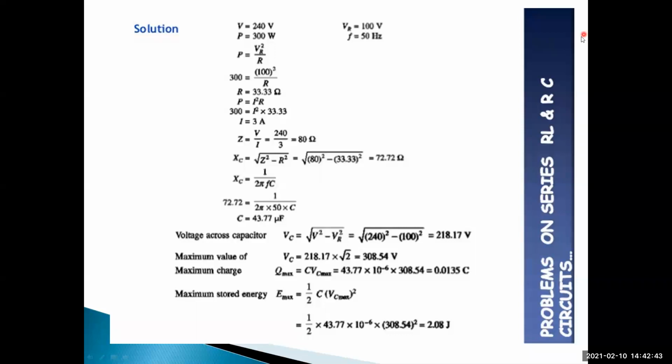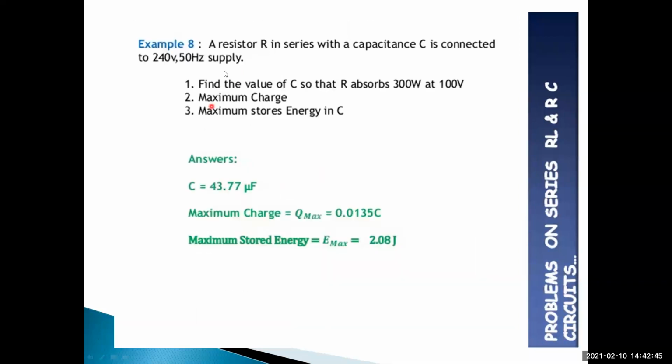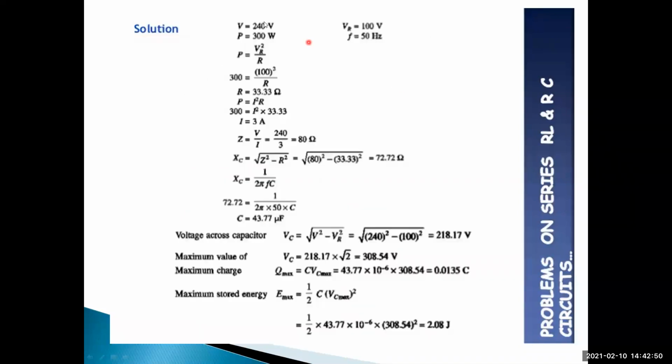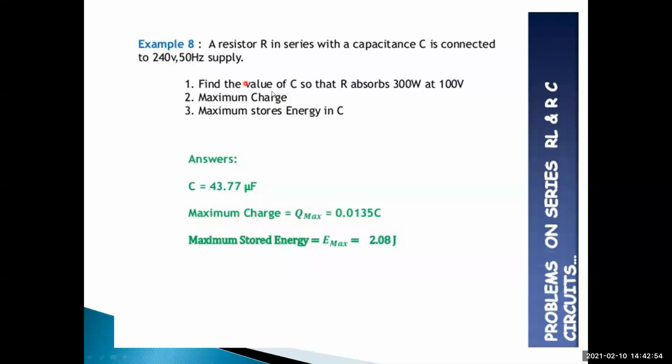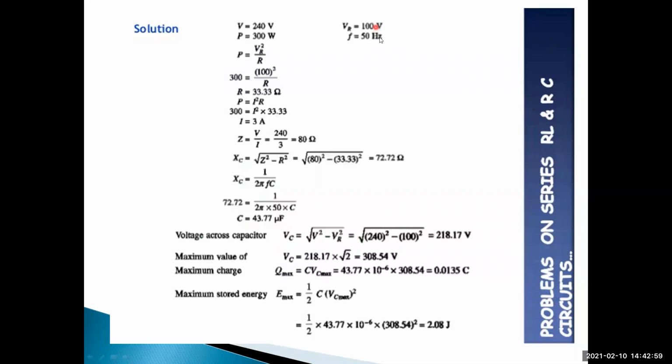So here the power absorbed is 300 watts. The supply voltage V is 240, and the voltage across the resistor is 100 volts. Power consumed by the resistor is 300 watts, and the frequency is 50 Hz. Then power is equal to V square by R. You know well, power is I square R and power is V square by R.